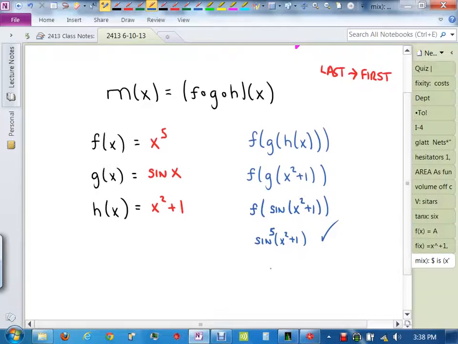It depends. I think you're asking me this: is this sine of x squared plus 1?